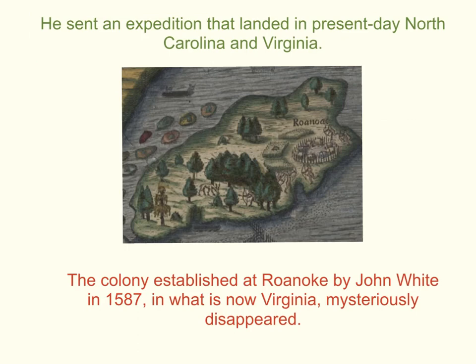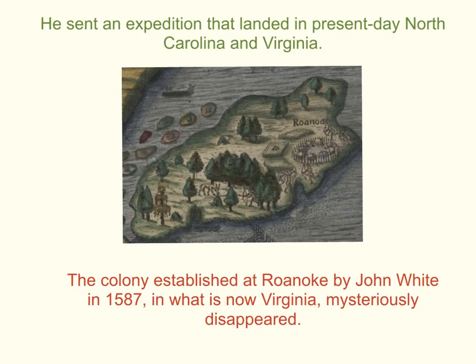So like I said, Walter Raleigh sends this expedition that lands in what we now know of as North Carolina and Virginia, and this group will establish a colony called Roanoke. The colonists there found life really difficult. They fought with Native Americans, and they had a hard time finding and growing food. So after a year, a lot of the colonists went home, back to England.